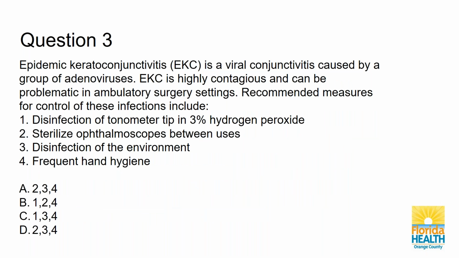Okay, question 3. Epidemic keratoconjunctivitis is a viral conjunctivitis caused by a group of adenoviruses. EKC is highly contagious and can be problematic in ambulatory surgery settings. Recommended measures for control of these infections include: 1. Disinfection of tonometer tip in 3% hydrogen peroxide. 2. Sterilize ophthalmoscopes between uses. 3. Disinfection of the environment. And 4. Frequent hand hygiene.